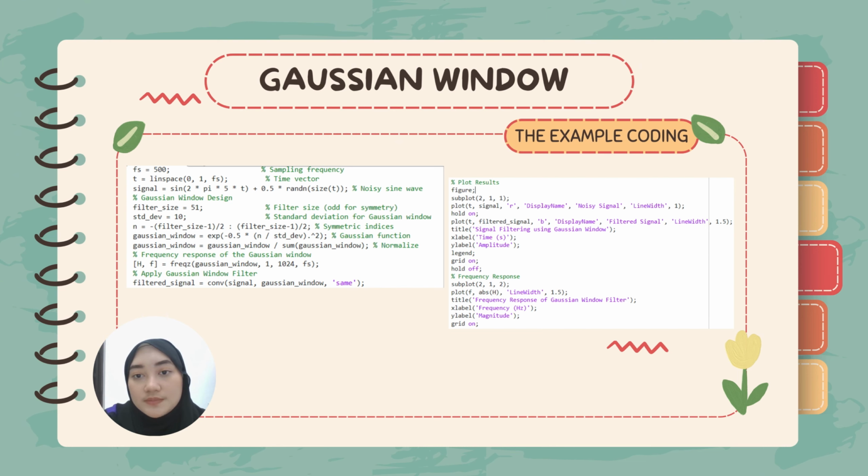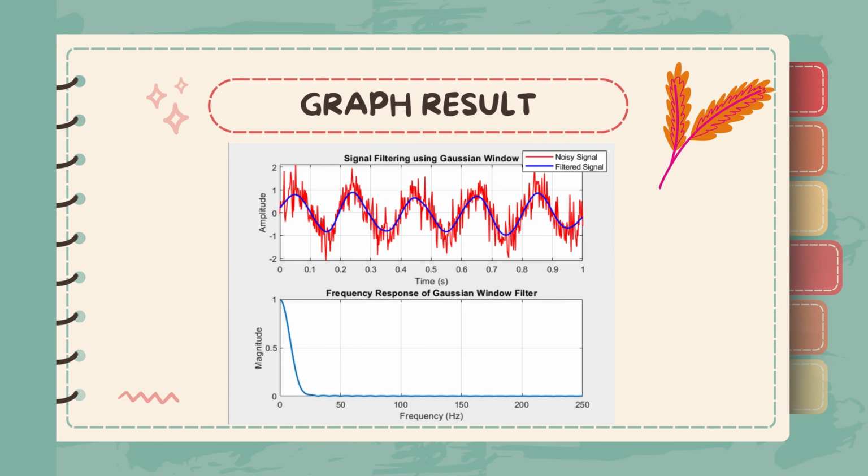The results are displayed in two subplots. The first compares the original noisy signal and the filtered signal in blue color, while the second shows the magnitude response of the Gaussian filter in the frequency domain. This process demonstrates how a Gaussian window filter smooths noise while retaining the signal's key characteristics.